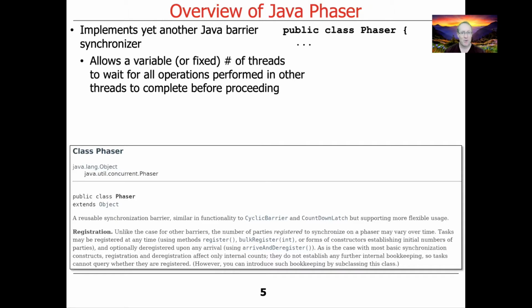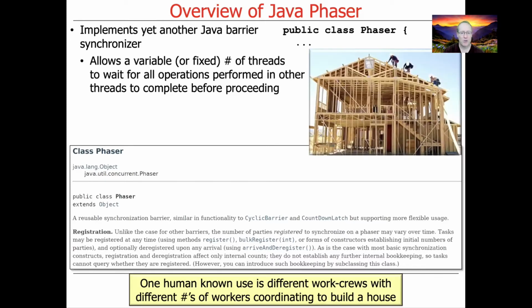What makes it different from the barrier synchronizers we talked about earlier, countdown latch and cyclic barrier, is it allows a variable or a fixed number of threads to wait for all operations performed in other threads to complete before they can proceed. So you could use this for fixed numbers of parties or fixed numbers of threads, but it's overkill. You should use cyclic barrier for that. So really the phaser is most useful if you have a variable number of parties or threads.